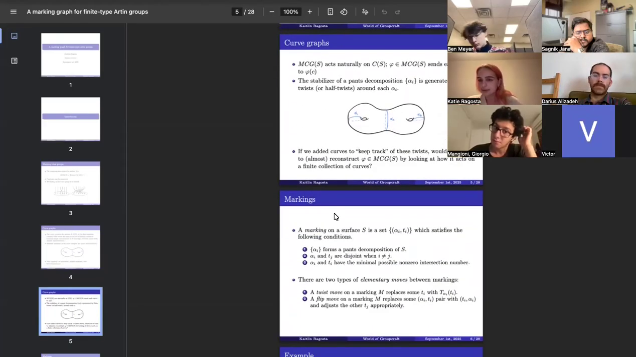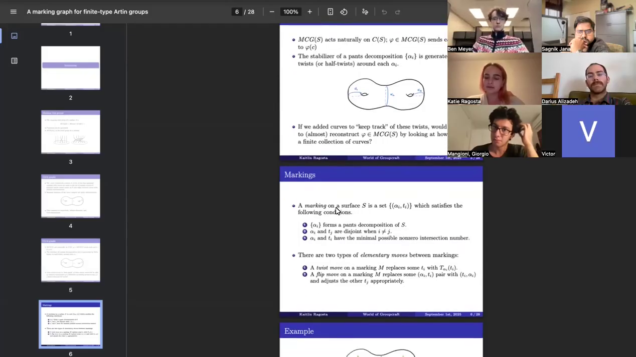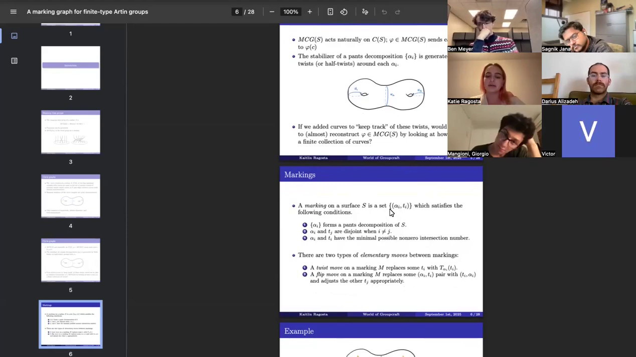Okay, so spoiler, the answer is yes. And a marking gives you exactly the curves that you need to add in to keep track of the stabilizers. So this was first defined by Masur and Minsky in, they had two papers in '99 and 2000. So a marking is going to be a set of ordered pairs of curves, alpha_i and t_i are both curves, which satisfies the following conditions.